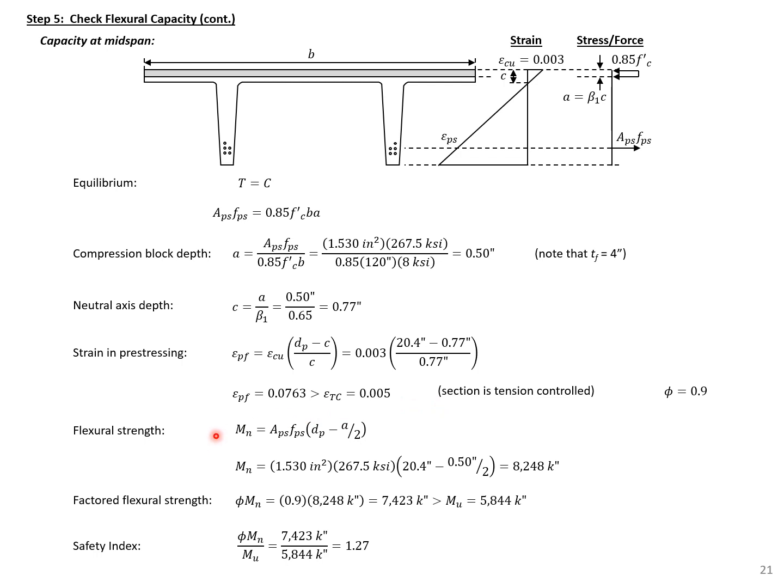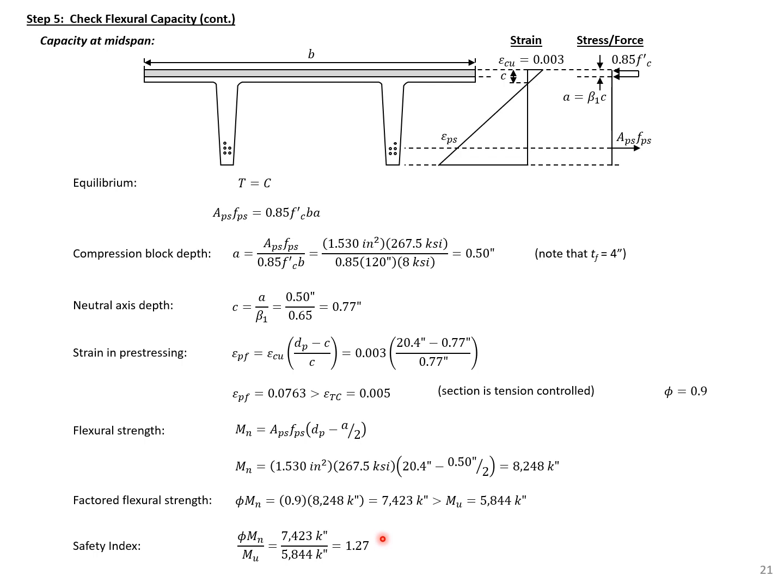Our flexural strength we can find just by summing moments about the centroid of our compression block. So we have our tension force, pre-stressing area times the stress in the pre-stress, times the lever arm between the centroid of the compression block and the centroid of our tension force, so d minus a over 2, and we'll get our nominal moment here. We take that nominal moment times 0.9 to get phi Mn, and we can compare that to the ultimate moment at midspan, which we found earlier to be 5,844 kip-inches. So we can see we're okay here for the flexural capacity.